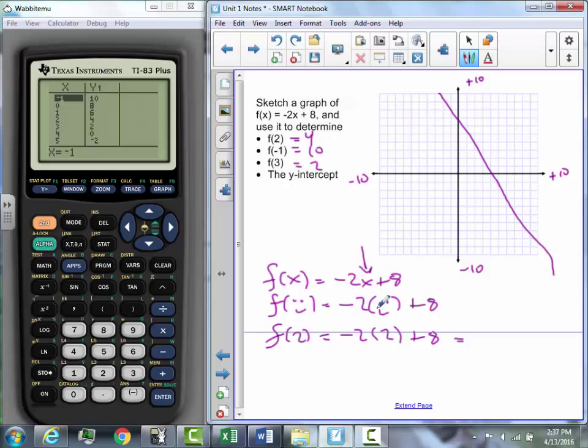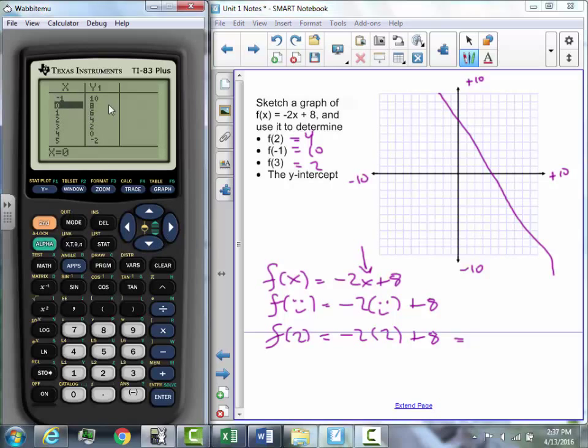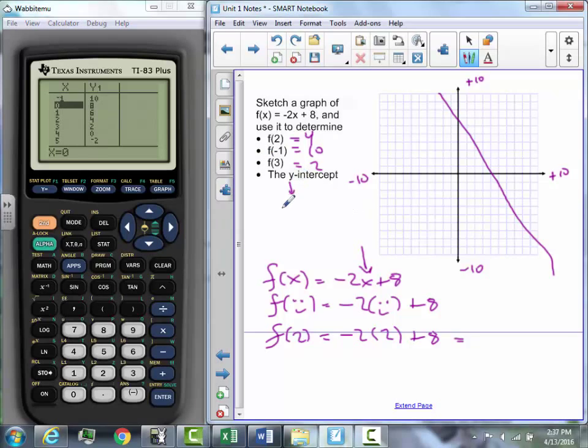Okay, so then we got to talk about that one. The y-intercept occurs when x is 0. That's the definition of a y-intercept. The y-intercept occurs at f of 0, which is 8. Which I could have told you anyways, because look at the equation. What is the constant term in the equation? 8. So that's where it is.